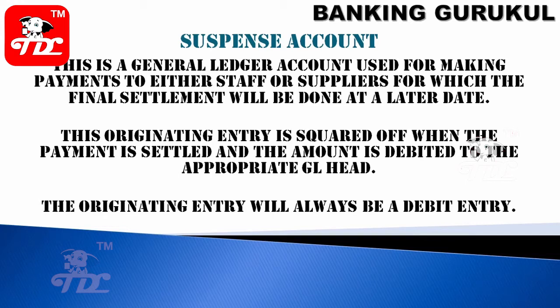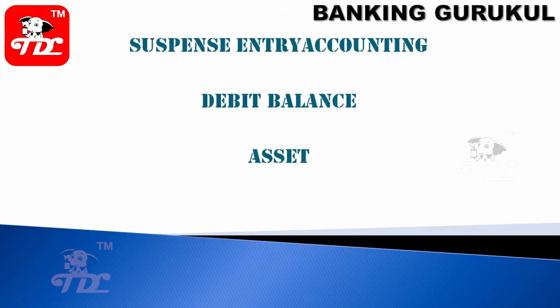Once we receive the final bill at a later stage, it may be after 1 month or 2 months, then the appropriate general ledger, meaning the expenditure, will be debited and this suspense entry will be nullified. Always this entry will be a debit balance only. As we already discussed, the suspense account will always be a debit balance and it will be shown on the asset side.